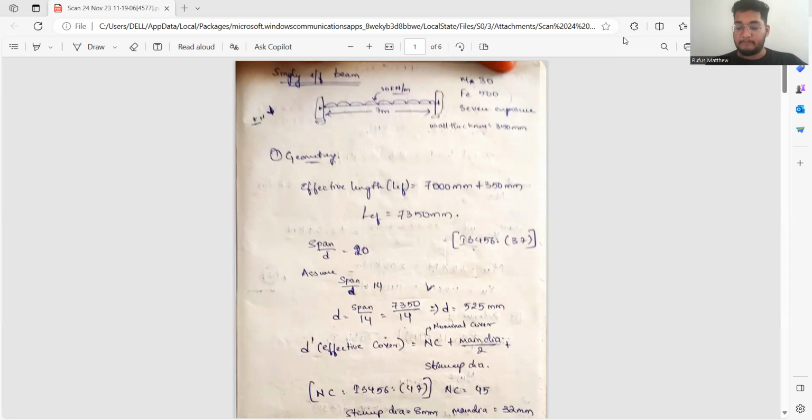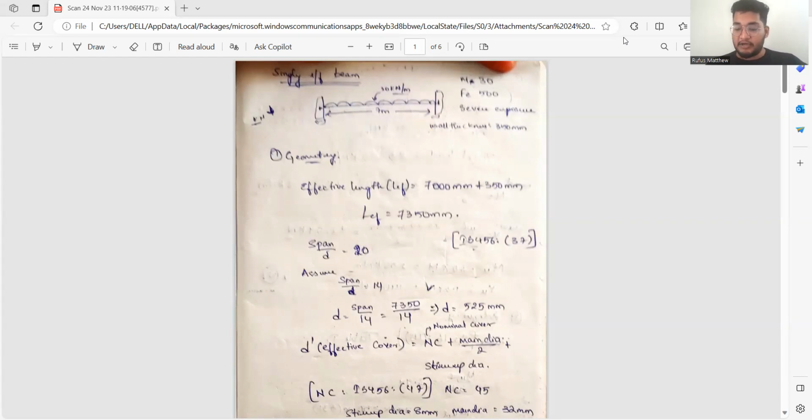Then we find the effective cover. D dash, the effective cover, equals nominal cover plus main diameter by 2 plus stirrup diameter. This formula is in IS 456, page number 47. So nominal cover equal to 45, stirrup diameter equal to 8 mm and main diameter equal to 32 mm. Then D dash equals 45 plus 8 plus 32 by 2, which gives D dash equal to 69 mm.